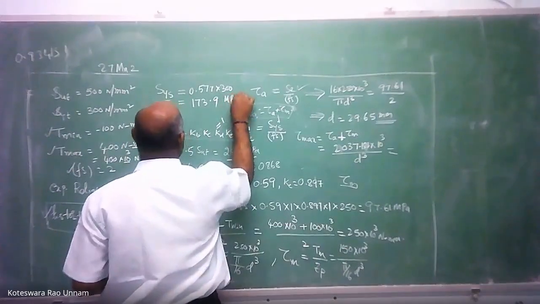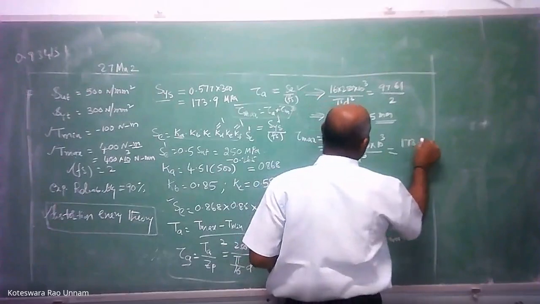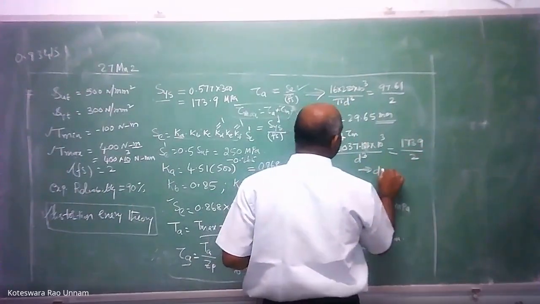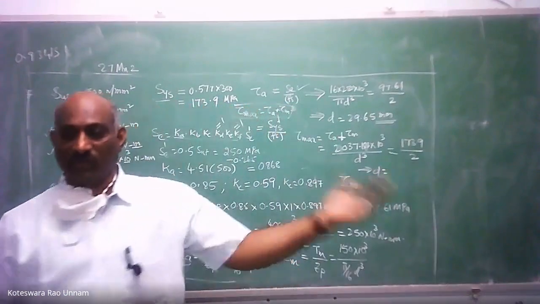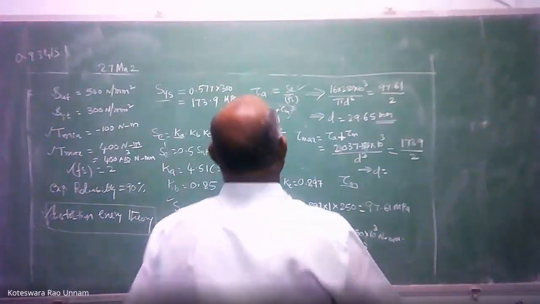So here also you need to substitute the same: 173.1 divided by factor of safety 2. So now you solve this equation. From this you get one more value for D. 28.65. One minute, I'll check it. 28.65, sir. 28.65.